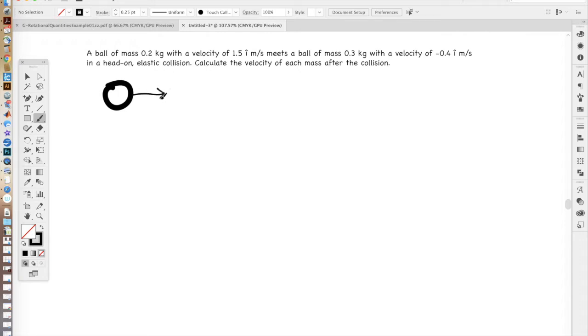It's moving in this direction with 0.2 kilograms. And there is another mass with 0.3 kilograms moving in this direction with a velocity of 0.4 meters per second in the negative direction, so it's moving this way. This one has 1.5 meters per second.